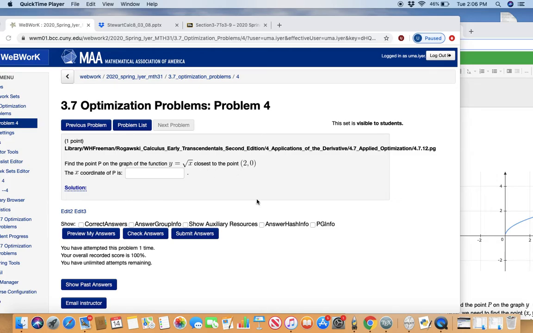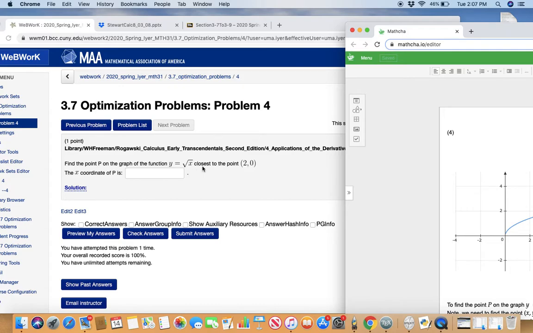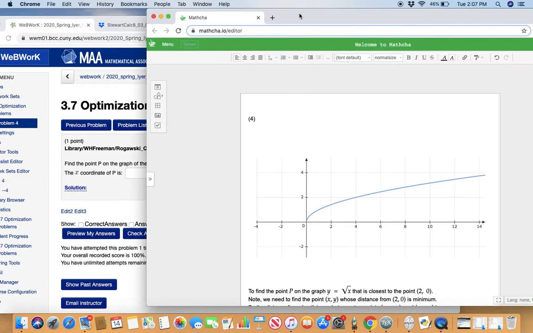Closest means you want to minimize the distance. The distance function has a square root in it, so it's better to take the square of it. So you want to find the point where distance squared is minimum. Basically, closest means distance is minimum.